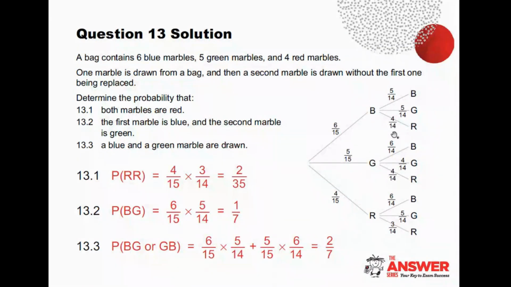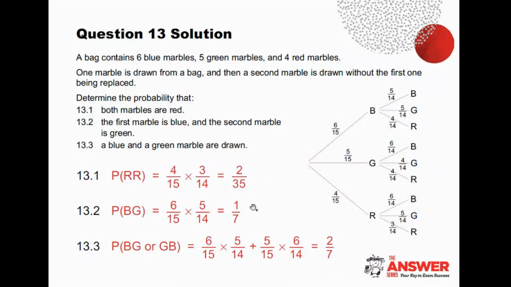I know 4 over 14 is 2 over 7, but I don't write it like that because 5 plus 5 plus 4 is 14 over 14, which is 1. And the same thing here. Notice that blue is not 5 over 14 where I drew a blue first. It's still 6 over 14 because I've still got 6 blue because my first one was a green. But now my green one has gone down by 1 because I took one out here. So I've only got 4 greens left. And so you get this tree diagram.